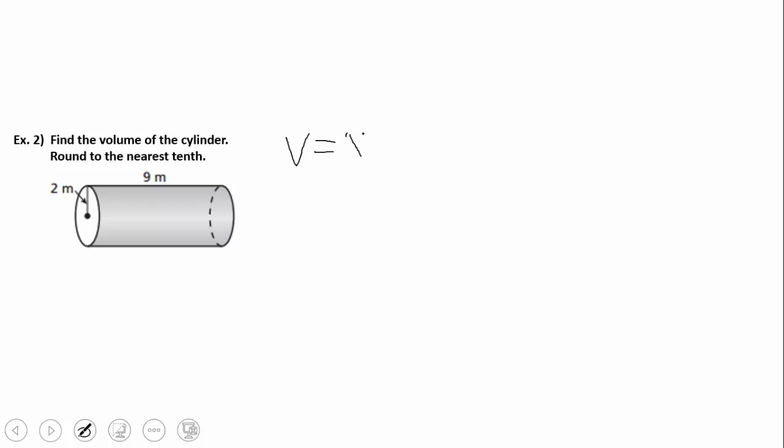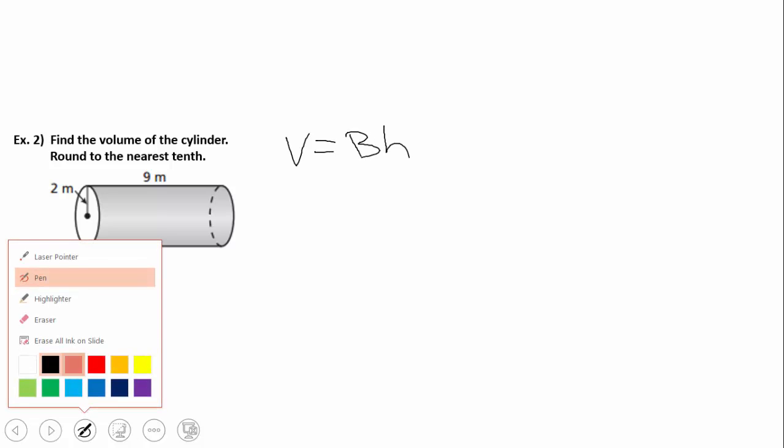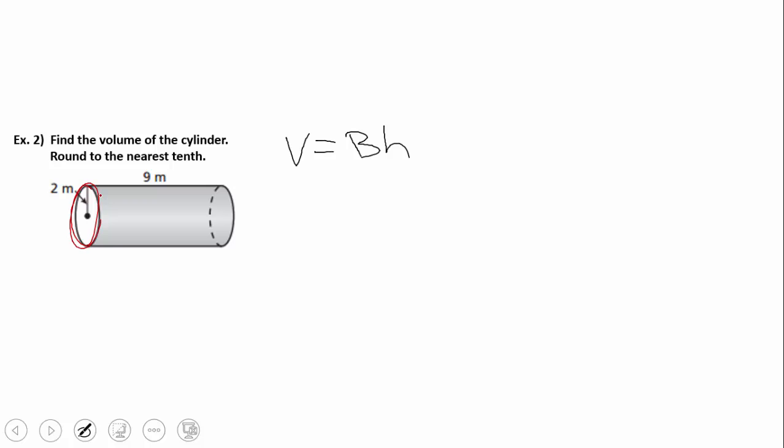Volume is equal to area of the base times the height. So the first thing we've got to do is recognize our base is a circle. I highlight my base. Remember, we know that the area of a circle is pi times the radius squared.